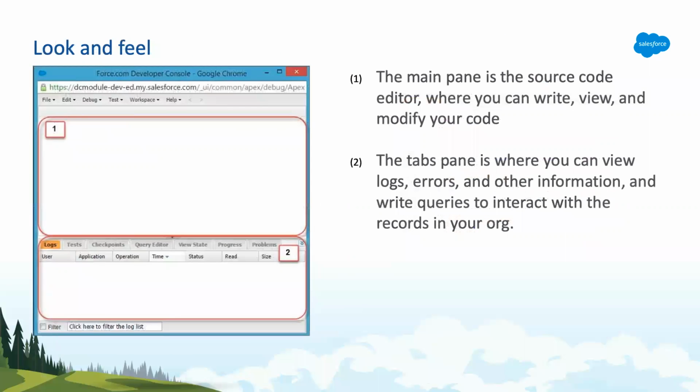So this is the look and feel of the developer console when you log into it. The main part is the editor, and secondly, you can see some tabs where we can see logs, test results, checkpoints, query editors. We can see the view state, progress, and problems.